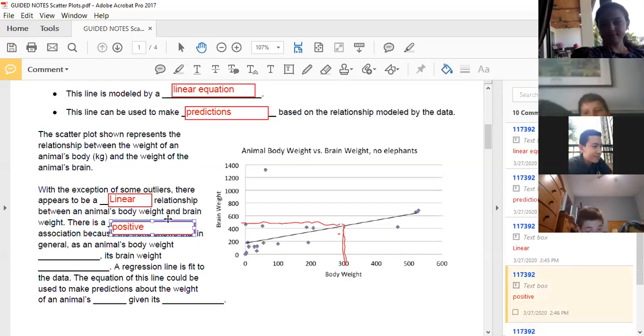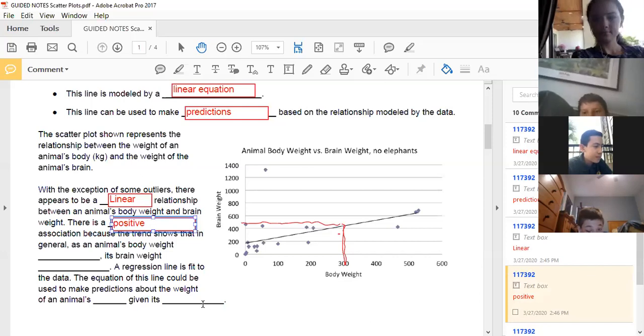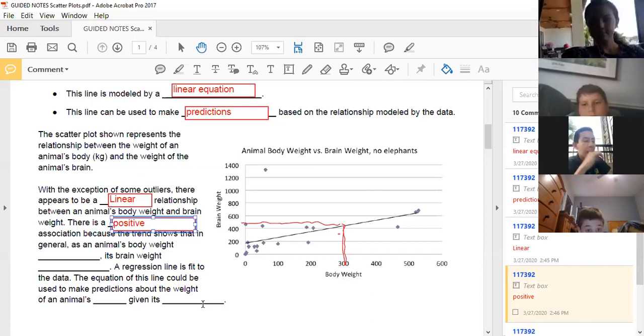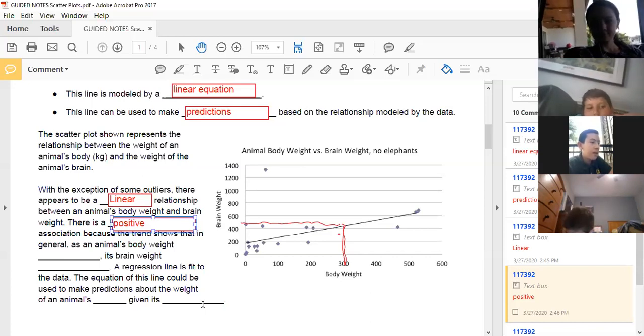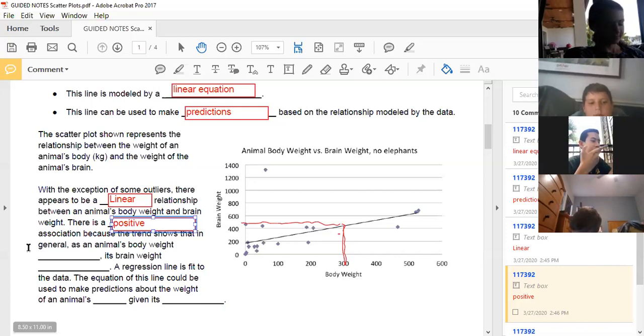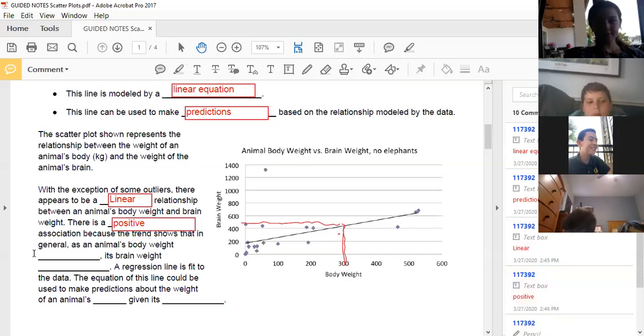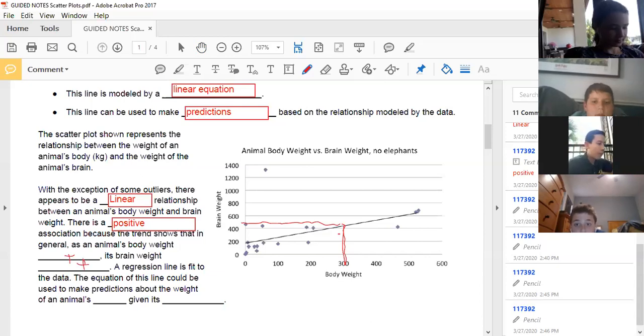The trend shows that in general, as an animal's body weight increases, its brain weight increases, because as their weight increases, their brain weight increases. So both answers are going to be increases. That's correct, because in positive associations, if one goes up, the other is also going up, just like we were saying before.